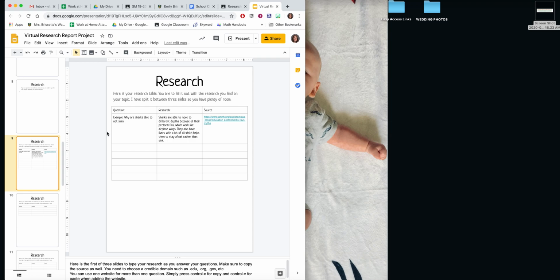So let's say one of my questions was, why are sharks able to not sink? Why don't they just sink to the bottom of the ocean? When I researched it, I found this source, so I copied that resource into this source page, and then I wrote down my answer to my question in the research part. Sharks are able to move to different depths because of their pectoral fins, which work like airplane wings. They also have livers with a lot of oil, which helps them stay afloat rather than sink. You're going to do this for all of your 15 questions.